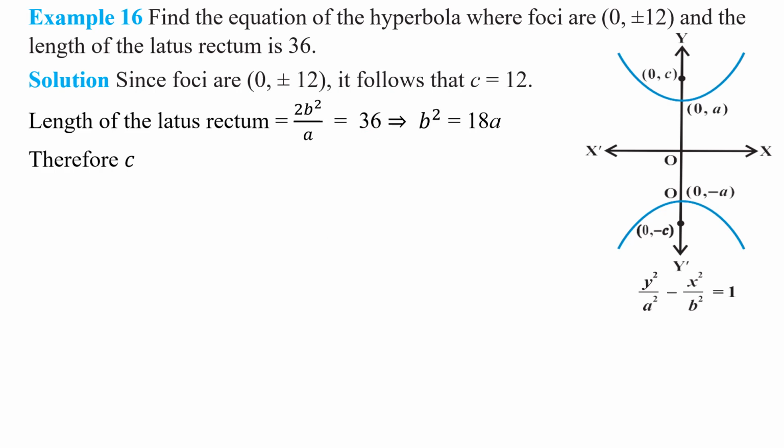Therefore c square is equal to a square plus b square. This is the relationship between a, b and c of a hyperbola. So in this equation let us substitute the c value and the b square value. Then we get c square, that is 12 square, which is 144, is equal to, we don't know the value of a, so a square plus what is the value of b square here? 18a we found here. Okay, my children? Understood this step? Right.